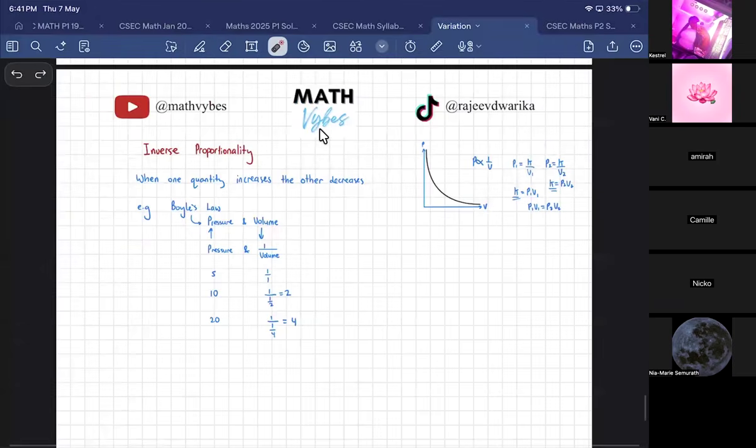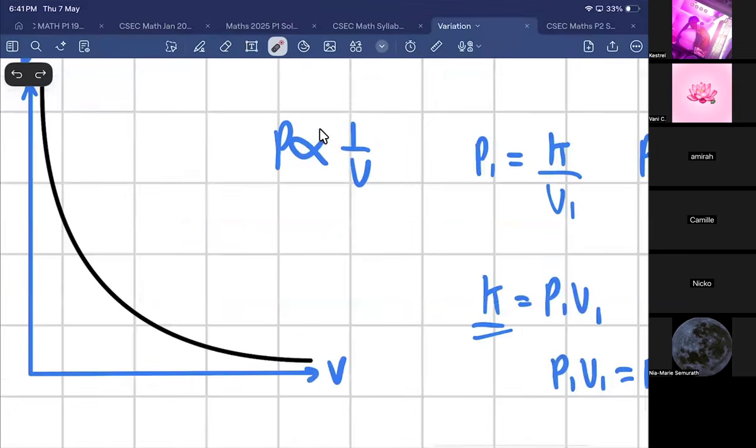You would have seen me write P is proportional to 1 over V. Now, guys, does everybody understand that P wouldn't be proportional to V? Do we understand that? Yes, sir. Kestrel, pressure and volume. Imagine you squeeze something and apply pressure. Would the volume increase or decrease?